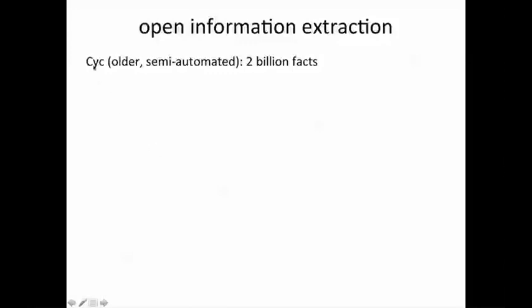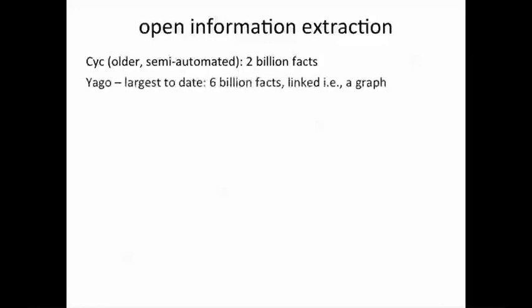One of the oldest efforts is called Cyc. It's a semi-automated technique and has so far accumulated about 2 billion such facts. Yago is more recent and is the largest to date. It's run out of the Max Planck Institute in Germany and has uncovered more than 6 billion facts, and they're all linked together as a graph. So Obama is president of USA, USA lies in North America, etc. They're all linked together.